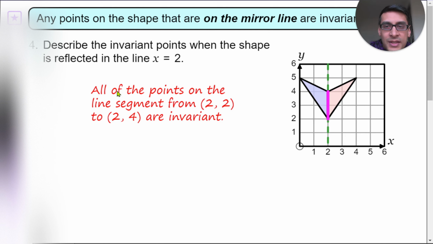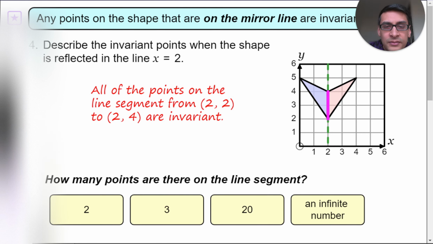So we have to be careful with the language: all of the points on the line segment from 2, 2 to 2, 4 are invariant. So how many points are there on the line? Like I said, there's an infinite number of points. It's not just a case of 3 coordinates, which some people might assume, or just 2 at the end. It's actually going to be an infinite number of them. So that's reflections.